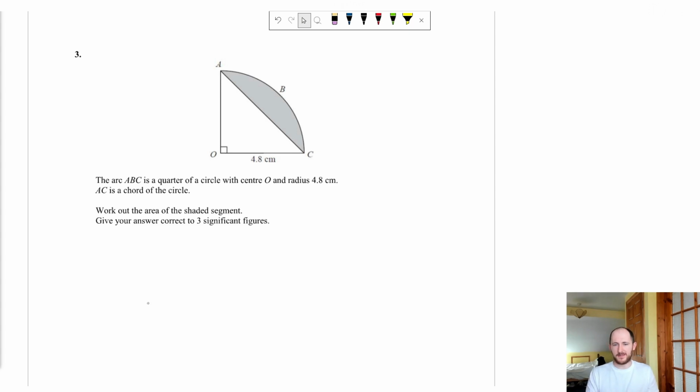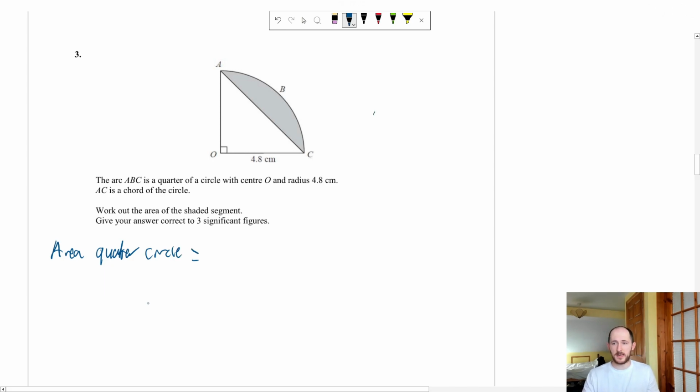So if I work out the area of the quarter circle, you might be thinking, how do you work out the area of a quarter of a circle? Well, how do you work out the area of a circle? It is pi times radius squared. So if I've cut that in 4, I'm just going to divide it by 4 afterwards. So that's going to be pi.